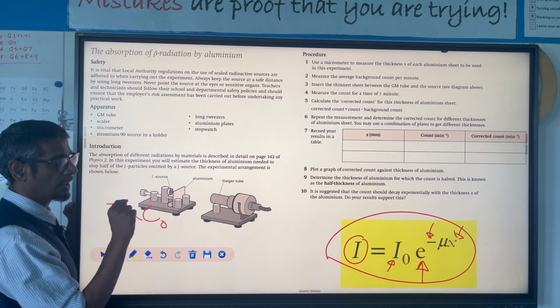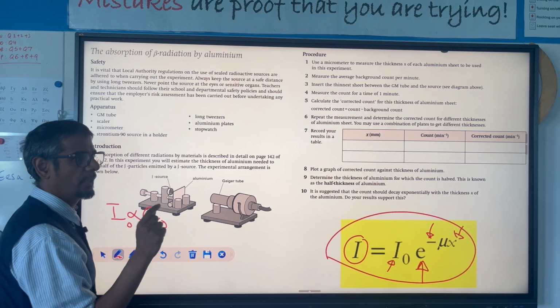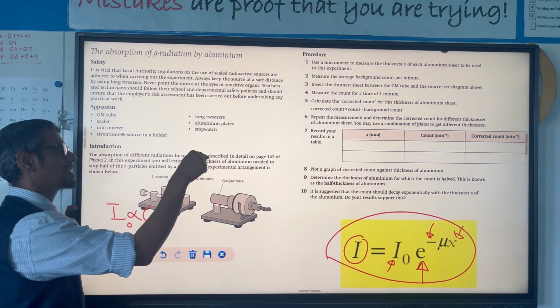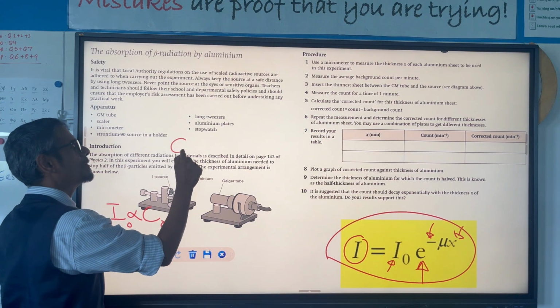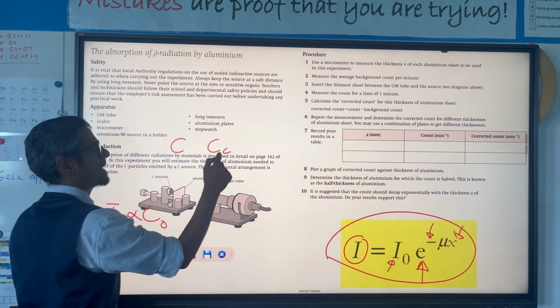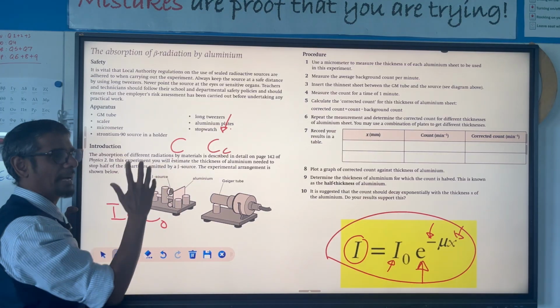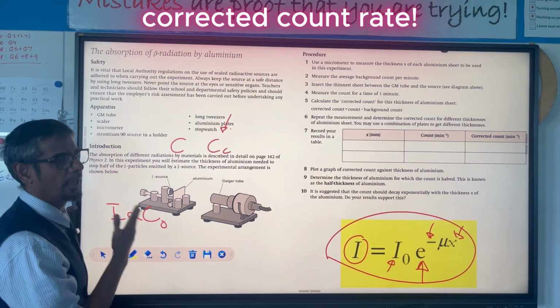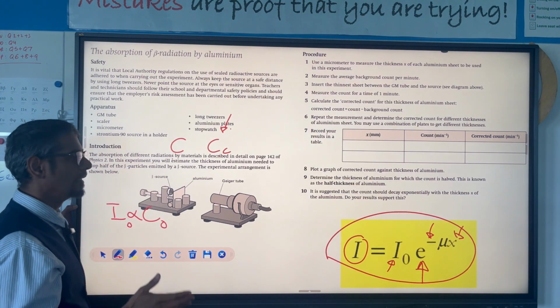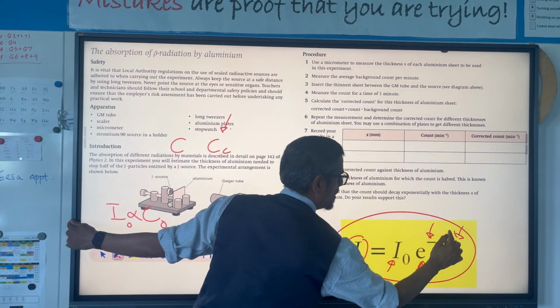On the subject of count rate, this is really very important. Mr. Hamid had done it at the start: whenever you do count rate, there's something else called the corrected count rate. The corrected count rate takes into consideration background radiation, which is an error, and you've got to take that away.